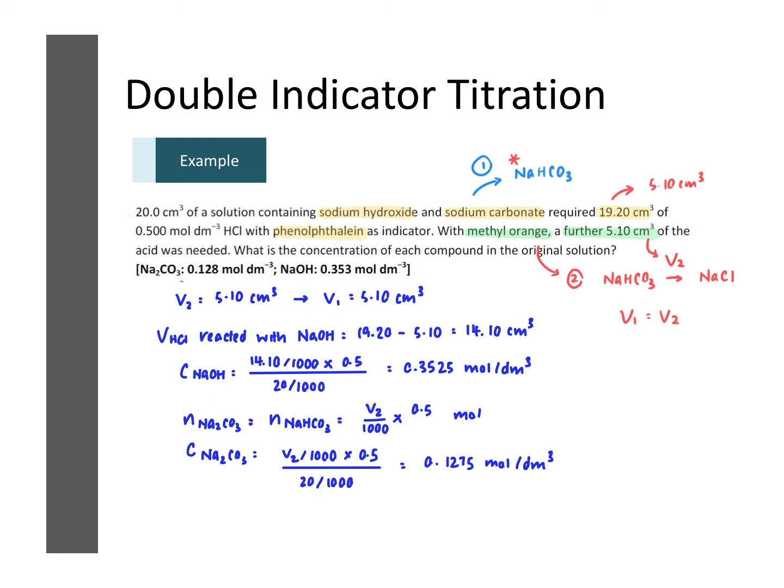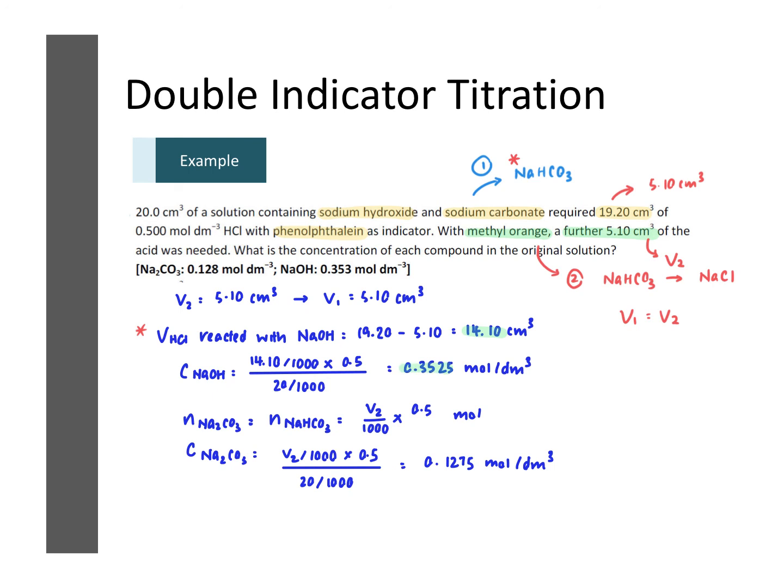So once you have gotten all these volumes out, the rest is pretty simple. As mentioned, the volume of acid that had reacted with sodium hydroxide is 19.2 minus 5.1. So this 14.1 centimeter cube of acid actually reacted with sodium hydroxide. With that, we can easily find the concentration of sodium hydroxide.